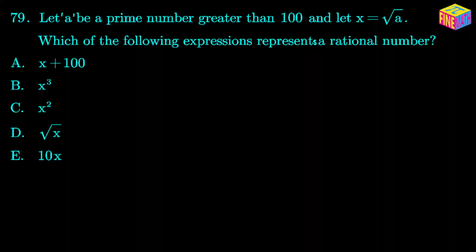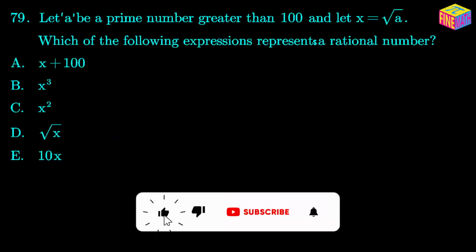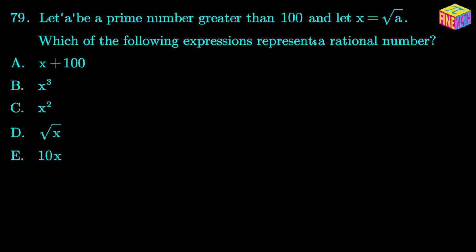So let's get started. Here the question says, let A be a prime number greater than 100 and let X equal square root of A. Which of the following expressions represents a rational number? So we have been given 5 expressions in the 5 answer options, and we have to figure out which one is a rational number.